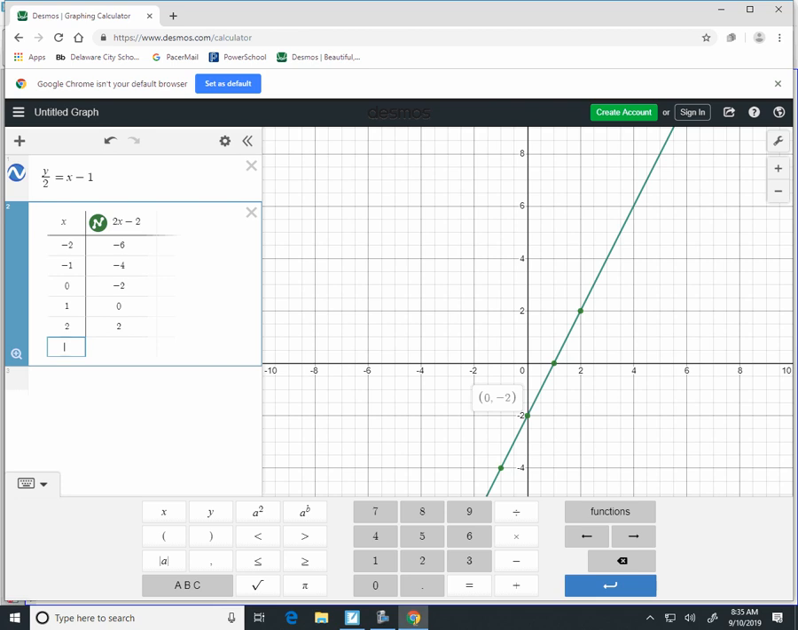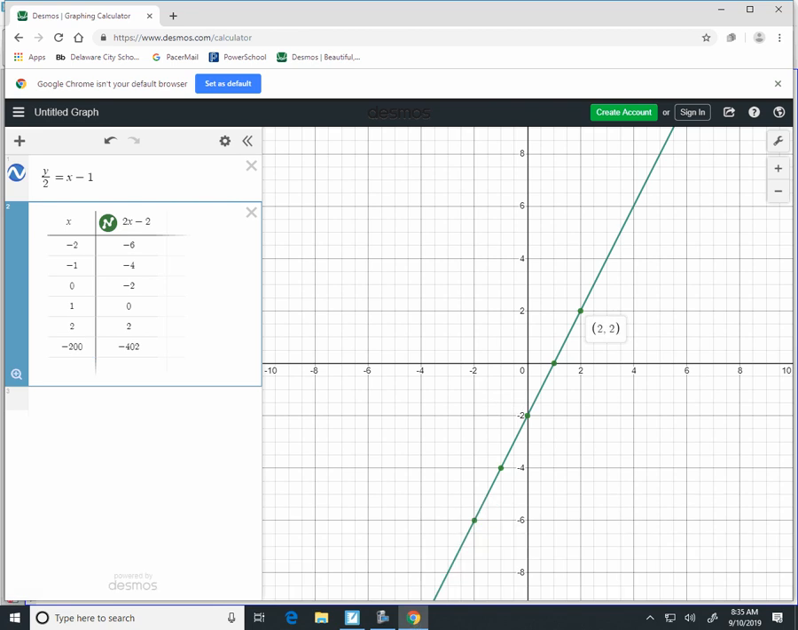Now I can say, like, what is my output at negative 200? Oh, it's negative 402. And I don't have to touch that equation to get that. It's nice to have y all by itself, but you can get the graph without it. The other thing it does when you pull up that table is it gives you any ordered pair that's in that table as a clickable point, which is kind of nice. I like to click points.